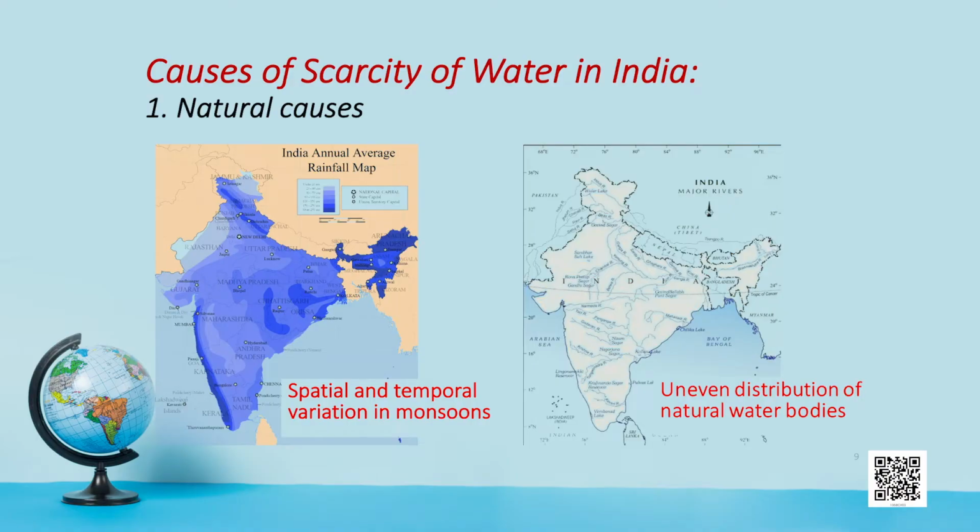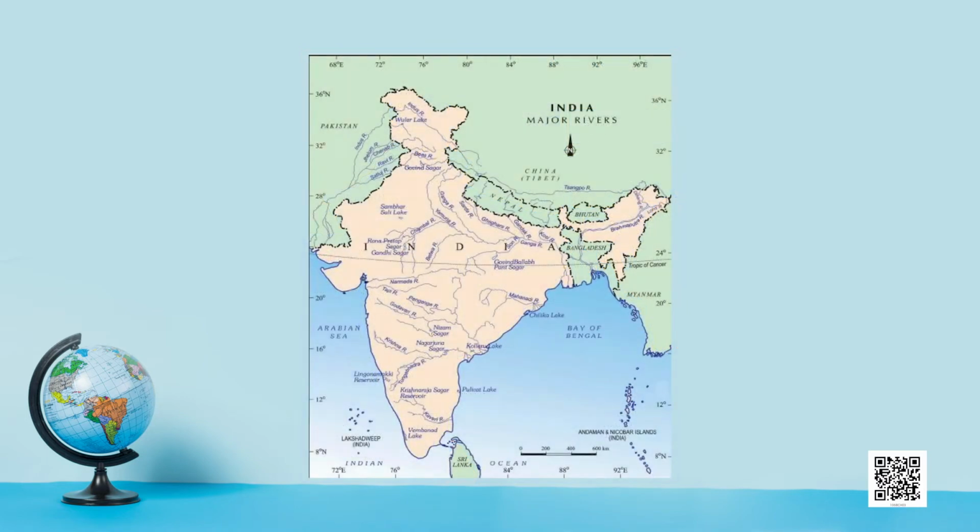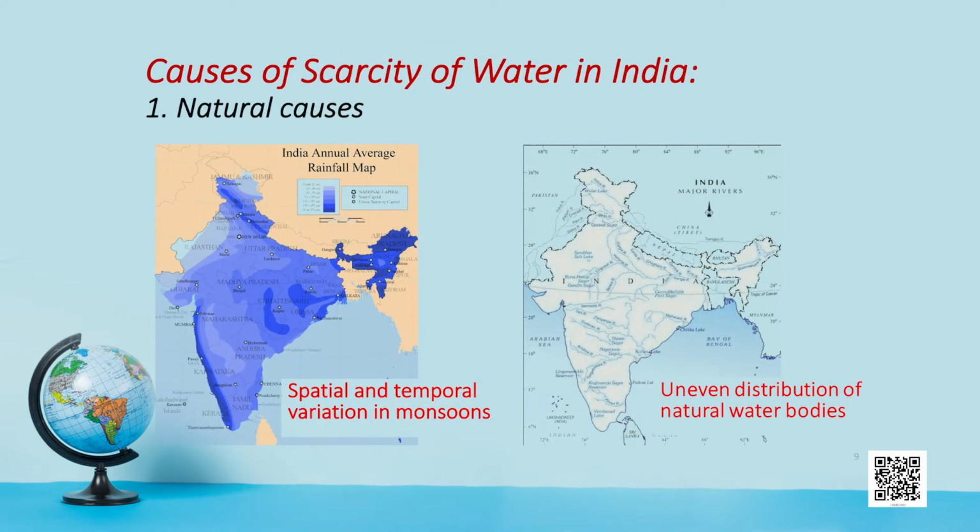Reasons for scarcity of water in India can be due to natural factors and human activities. Let's first analyze natural reasons. Look at the two maps. The first map shows the annual average rainfall over different regions in India, and the second map shows the major rivers in India. If you look at the maps closely, you will realize areas where the annual rainfall is least are also deprived of natural water bodies. For example, parts of Rajasthan.